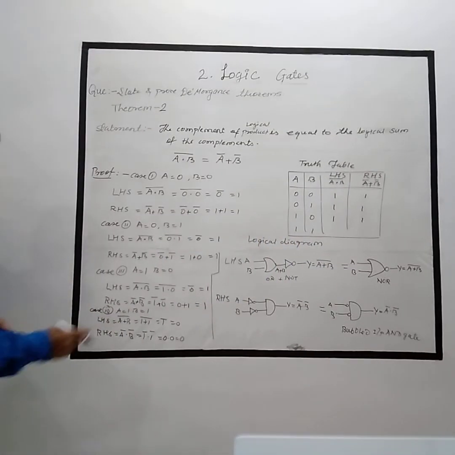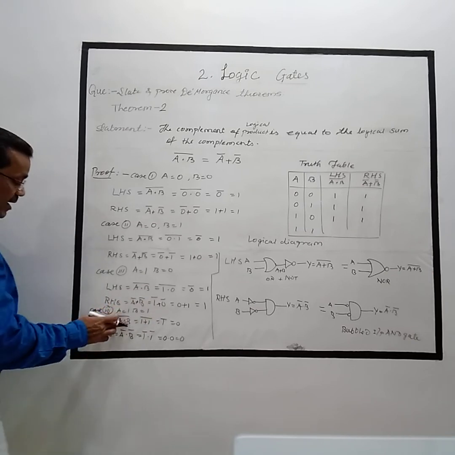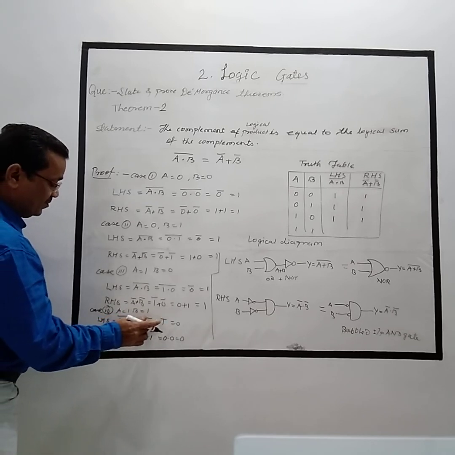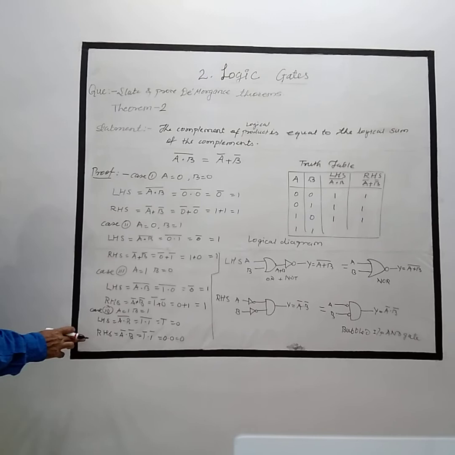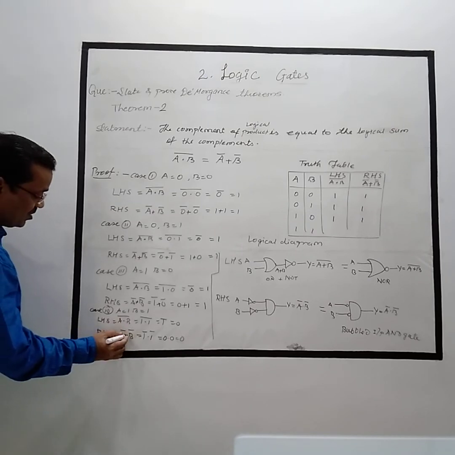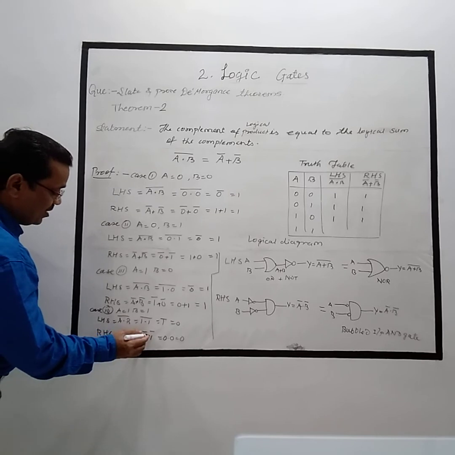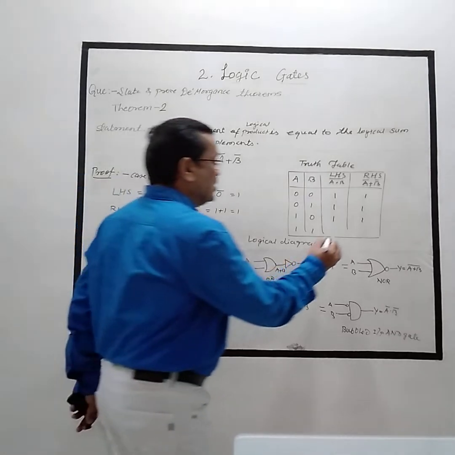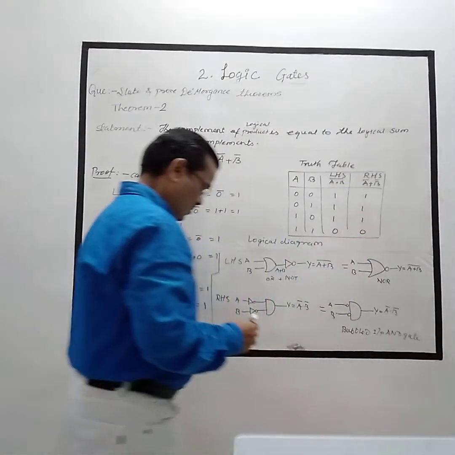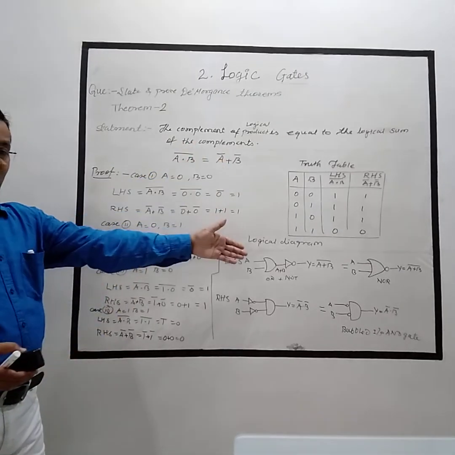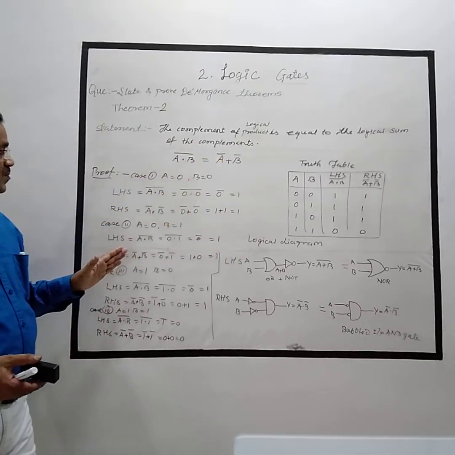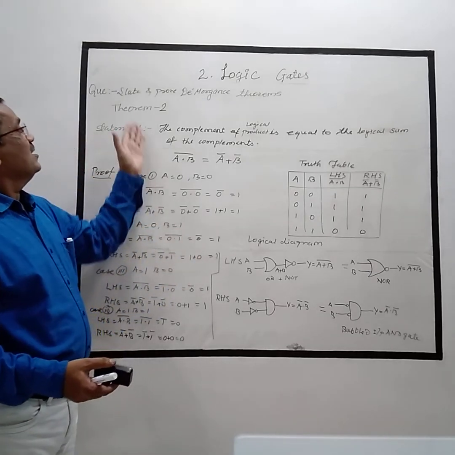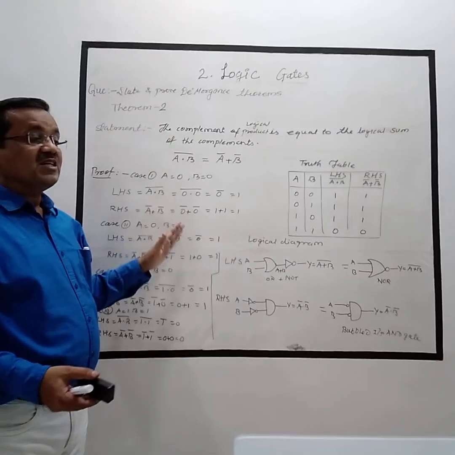Now the last case, A is equal to 1, B is equal to 1. A dot B, 1 dot 1 is 1. 1's complement is 0. Here RHS is A bar plus B bar. Here 1 bar plus 1 bar, 1 bar is 0, 0 plus 0 is 0. So here 0, 0. If you observe the truth table, in all the cases LHS is equal to RHS. Hence, the De Morgan's second theorem is proved.